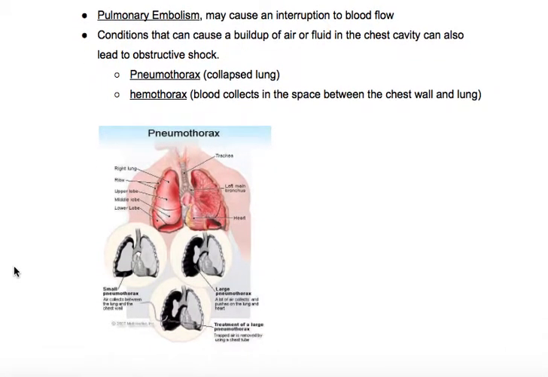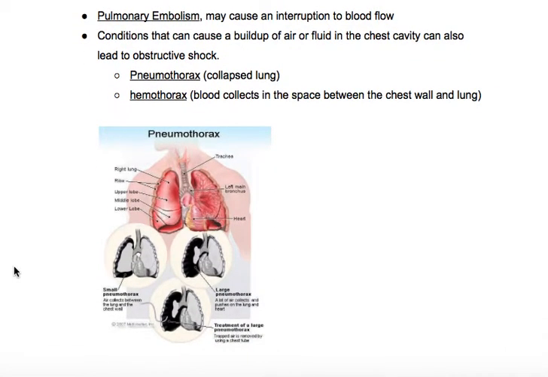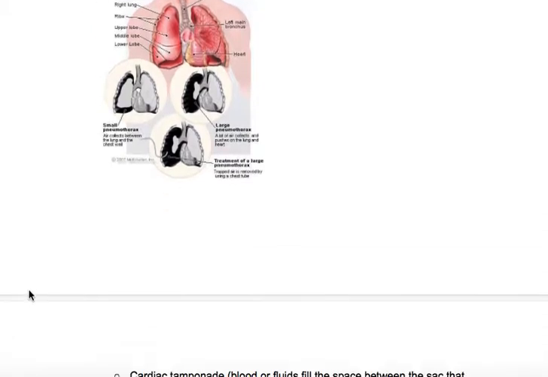Additionally, there's other conditions that can cause a buildup of air or fluid in the chest cavity that will also lead to obstructive shock, i.e. a pneumothorax or hemothorax. And I just put a picture there so you can see the difference between a small pneumo and a large pneumo. And obviously, when we treat a pneumo, you guys all know this, we either can alleviate that with a large bore catheter, but we most commonly place chest tubes just to let that lung reinflate.